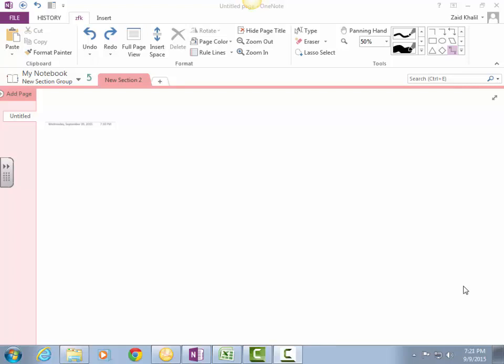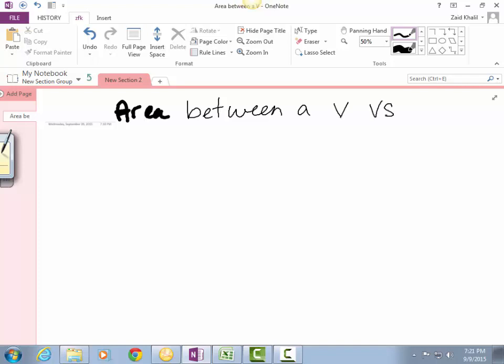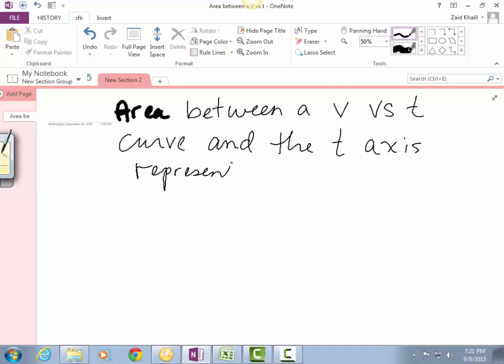All right, so what I'm going to show here is that the area under, or between, a V versus T curve and the t-axis represents a positive displacement.